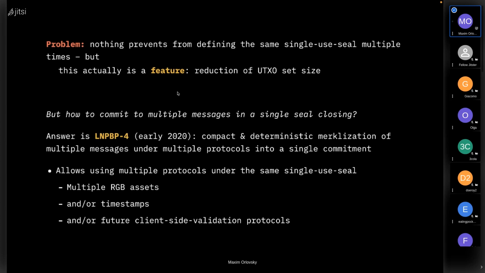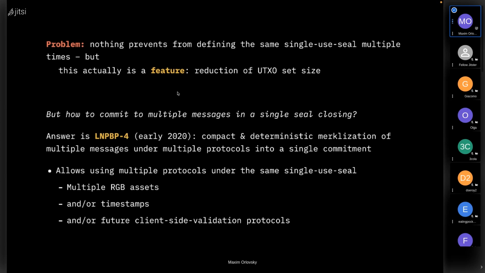So whenever we need to add some asset as a single-use seal from RGB or create another form of single-use seal-based protocol, we do not need to create a new UTXO. We just reuse the existing UTXO, which may contain already other single-use seals. So we don't want to get rid of this problem. We would want to find a solution for how we can continue to use single-use seals with this condition. And the answer was developed as the LNPBP4 standard in early 2020.